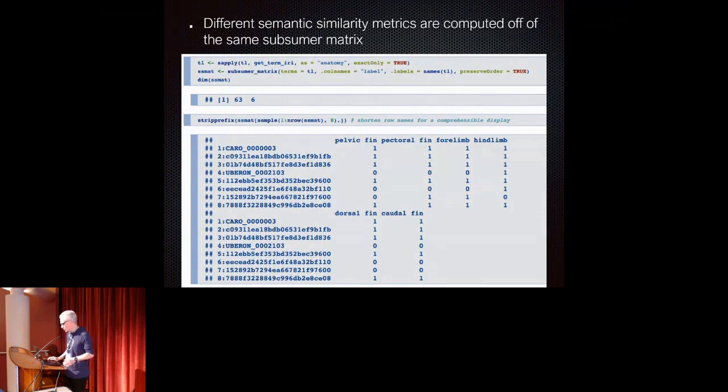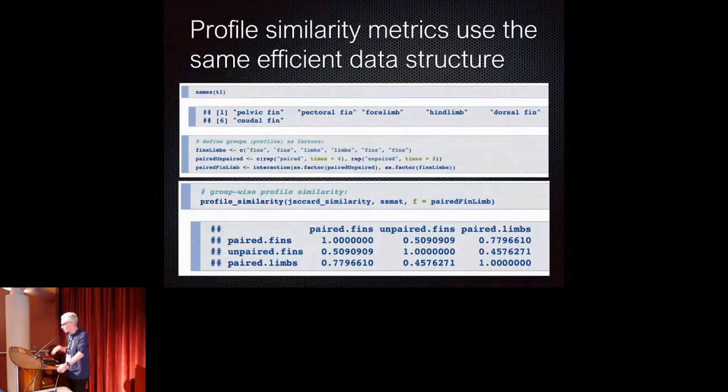And so why is this useful? It provides a really efficient matrix. It allows for really efficient matrix algebra to compute a whole number of semantic similarity matrices very quickly and without much effort using the facilities built into R already. And so we can also use this to compute profile similarity, right?